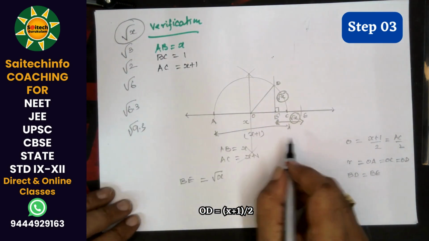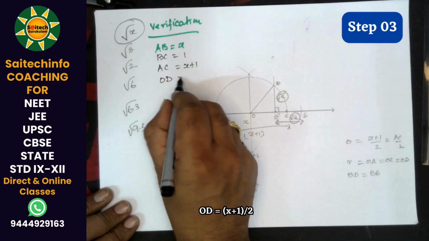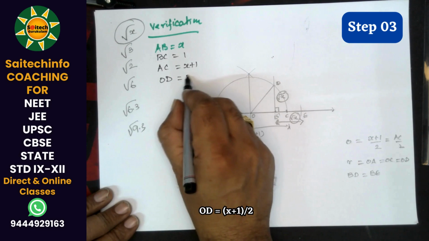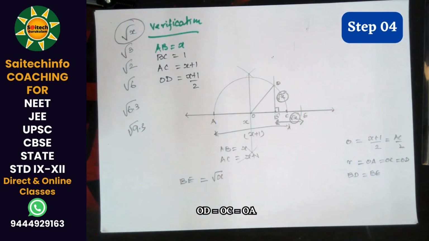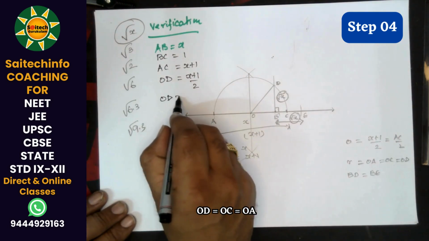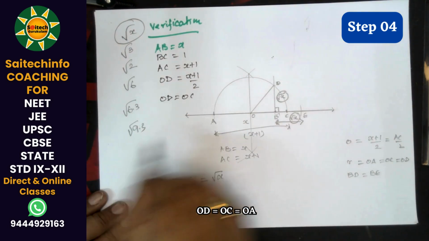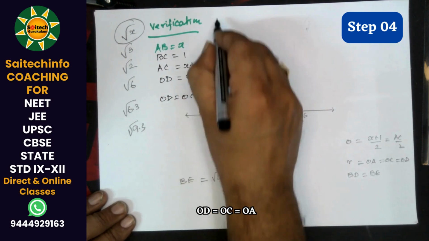Now what I have done, I have taken OD. That is the midpoint of X plus 1. So you can put X plus 1 divided by 2. Is this step okay? So OD is nothing but OD is equal to OC. That is also equal to OA. Okay?